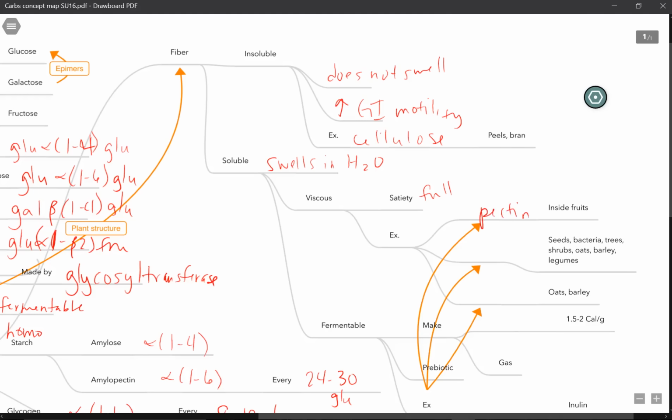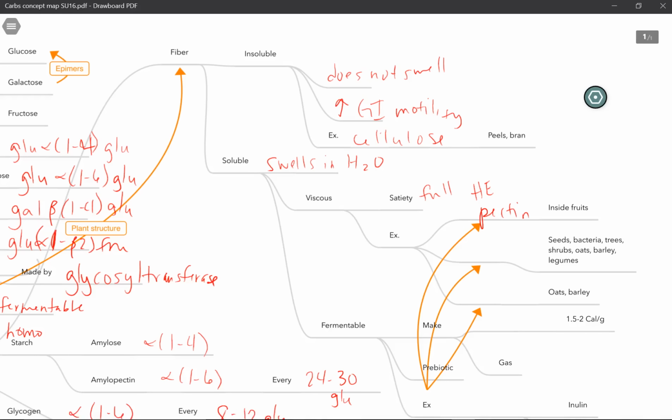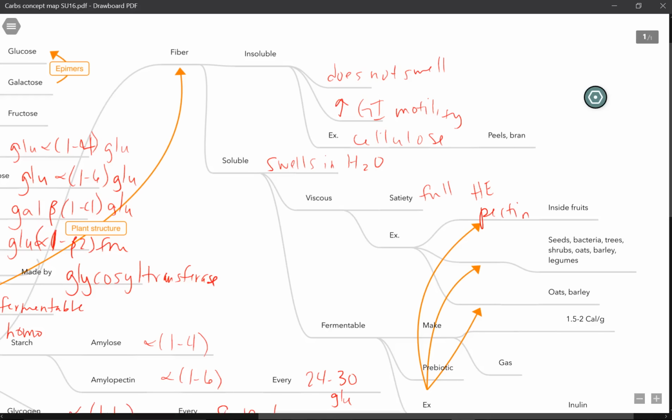And pectin is a heteroglycan. I'm just going to put HE here. Heteroglycan, as it's made of multiple different sugars. It's a galacturonic acid and then a weird L-rhamnose sugar that's every 25 sugars. It's found on the insides of your fruits.